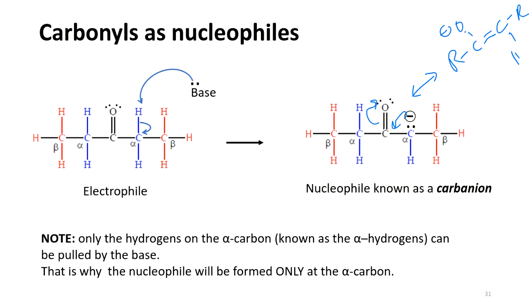So that's enolate. So that is a resonance form. You are correct. Okay. So once we have formed the carbanion, this now becomes a nucleophile.